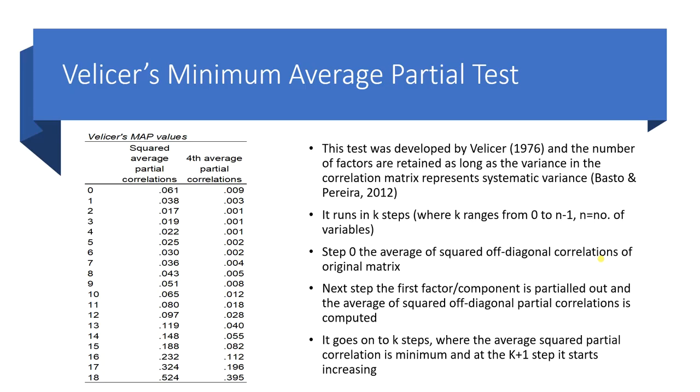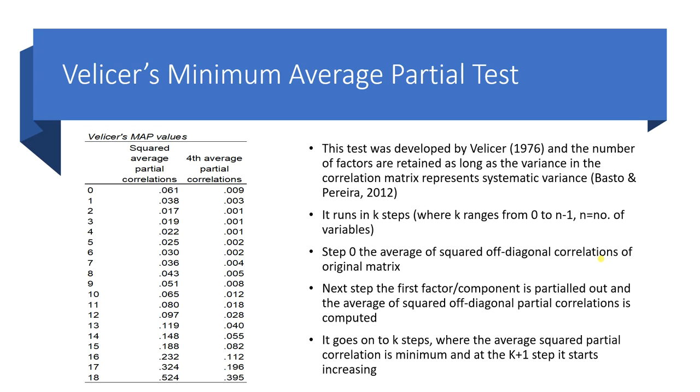Another method is MAP, the minimum average partial test, and this was given by Velicer. So it is also called Velicer's MAP or Velicer's minimum average partial test. This was developed in 1976 to determine the number of factors, and in this method the number of factors are retained as long as the variance in the correlation matrix represents systematic variance.